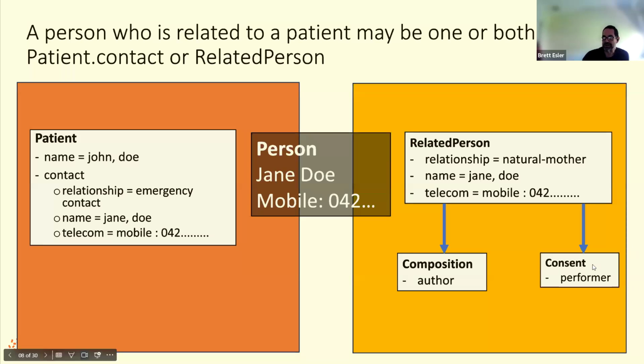There's also things like consent. So being able to have a related person give consent, which might be on behalf of someone else, in that context.